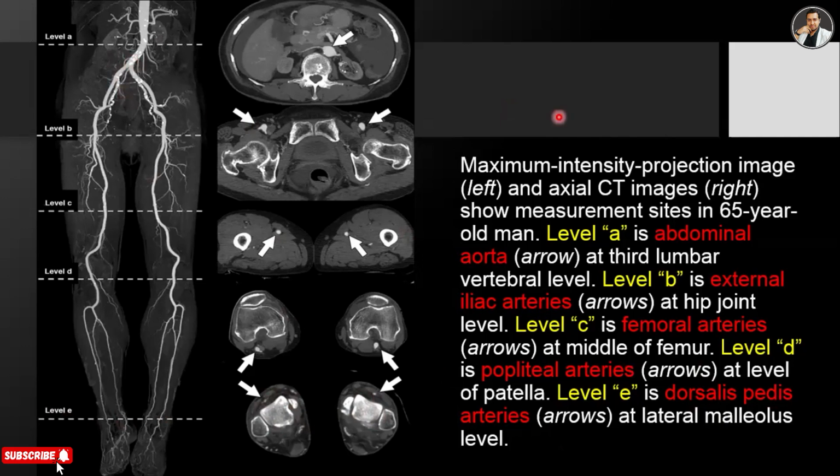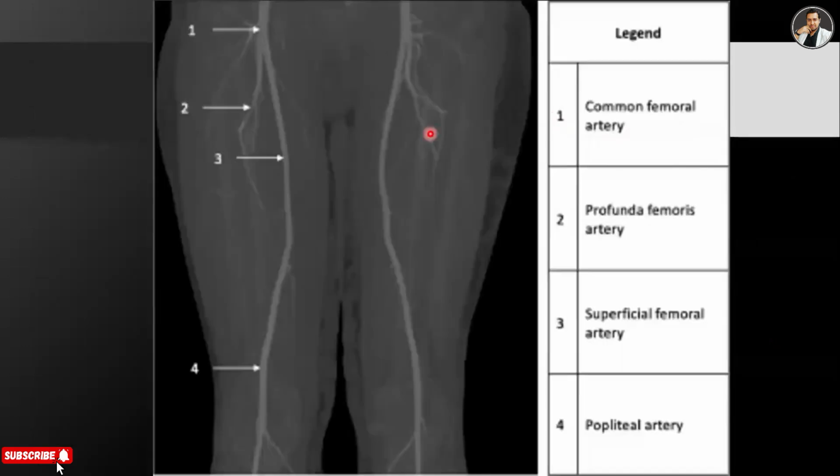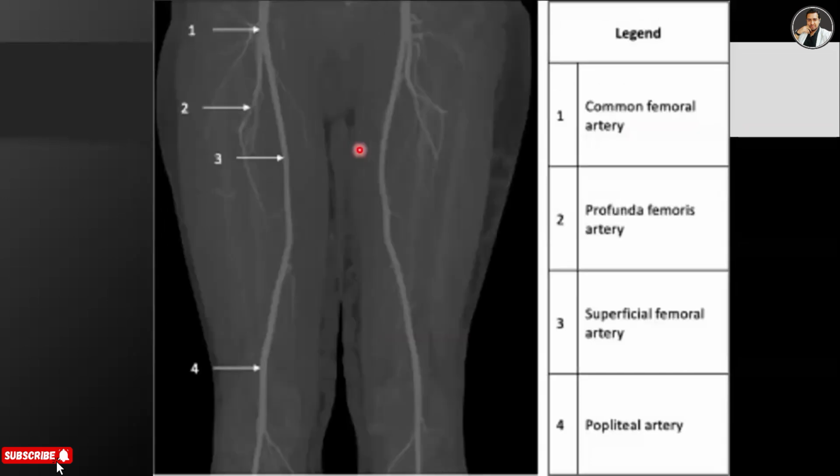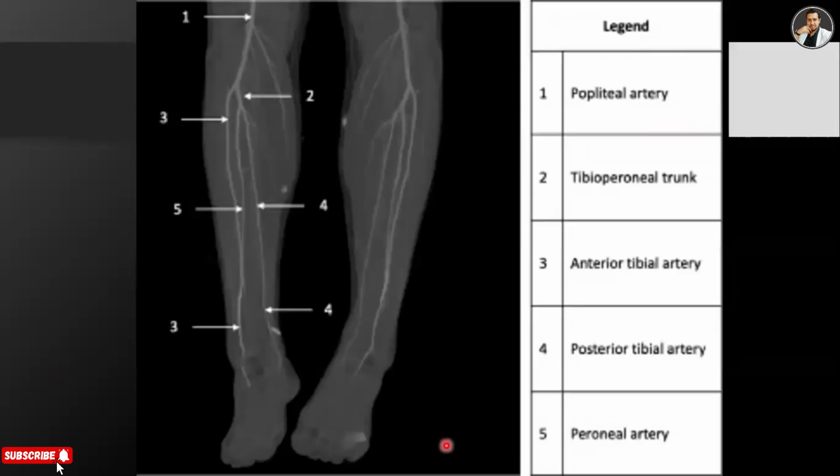We see the common femoral artery. This is the common femoral artery. Then we come to the profunda femoris artery. Then we come to the superficial femoral artery. This is the popliteal artery. This is the knee joint. This is the popliteal artery.